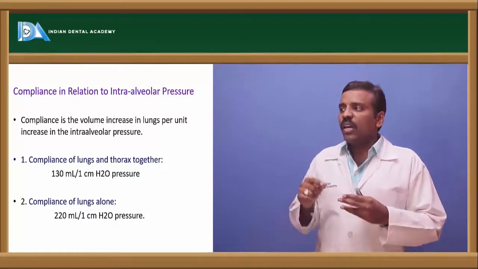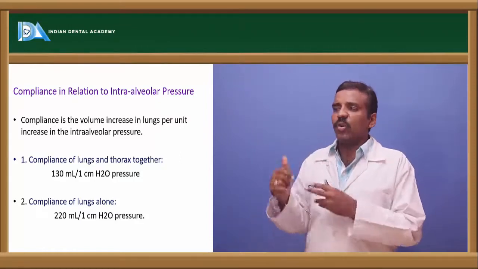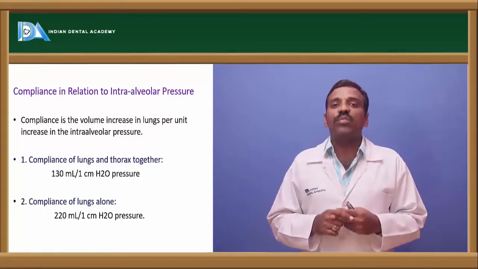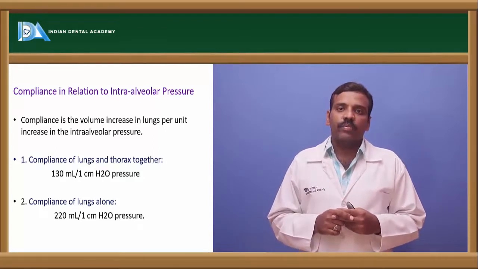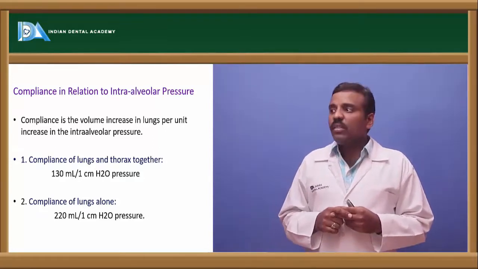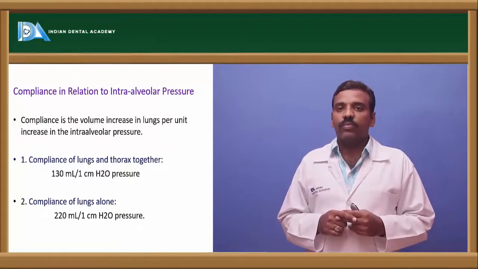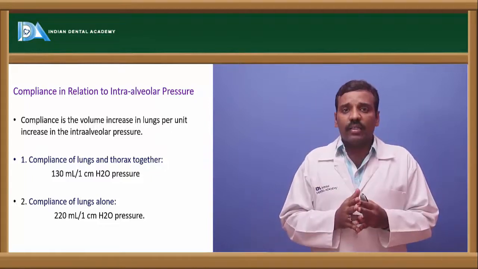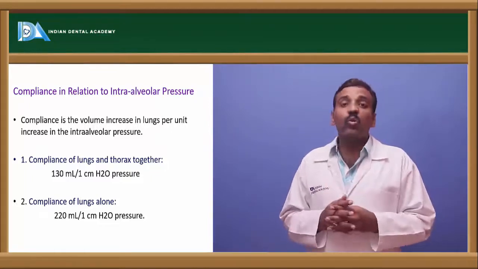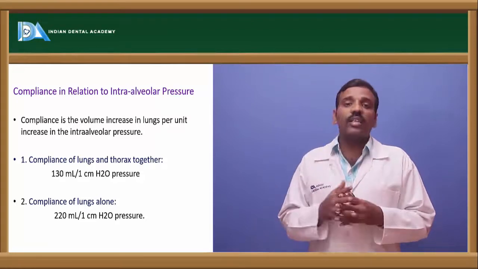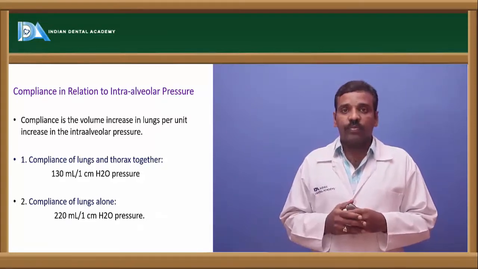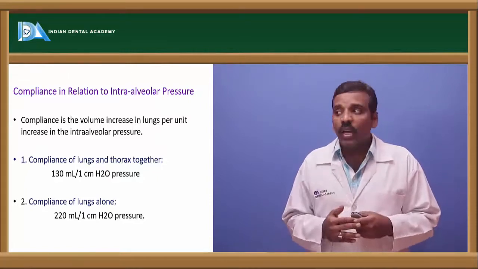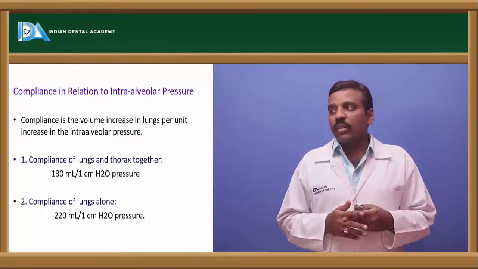Okay, and next, the compliance of the lungs and the thorax together is about 130 ml per 1 centimeter of water pressure. And compliance in the case of the lungs alone is about 220 milliliters per 1 centimeter of water. The lungs alone are more, about 220, and together with the thorax, about 130.